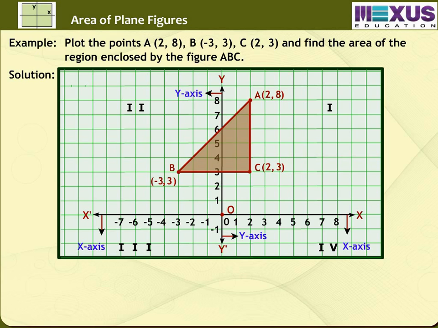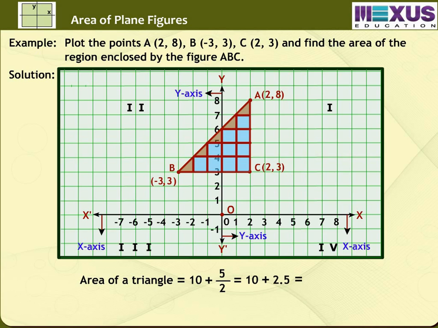So count the number of full squares and half squares lying in the closed region. We see there are 10 full unit squares and 5 half unit squares. Hence the area of the triangle is 10 plus 5 by 2, equal to 10 plus 2.5, which is equal to 12.5 centimeters square.